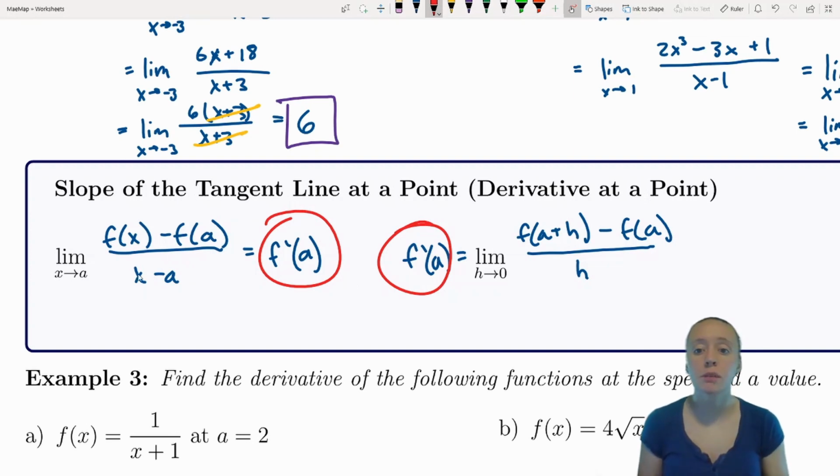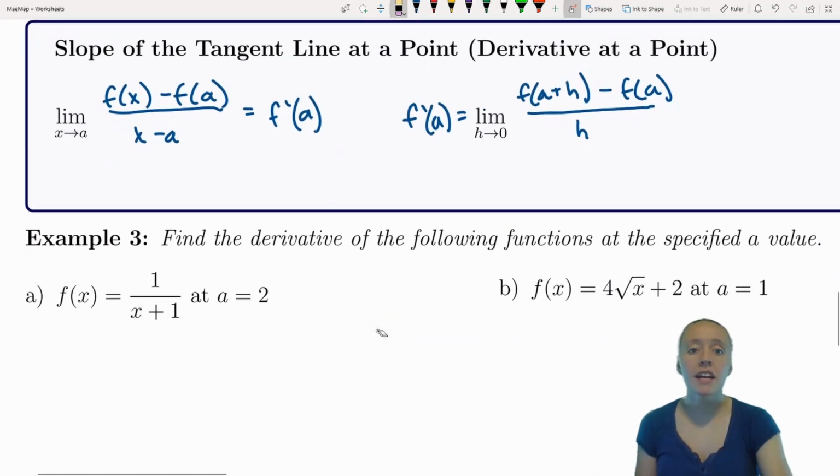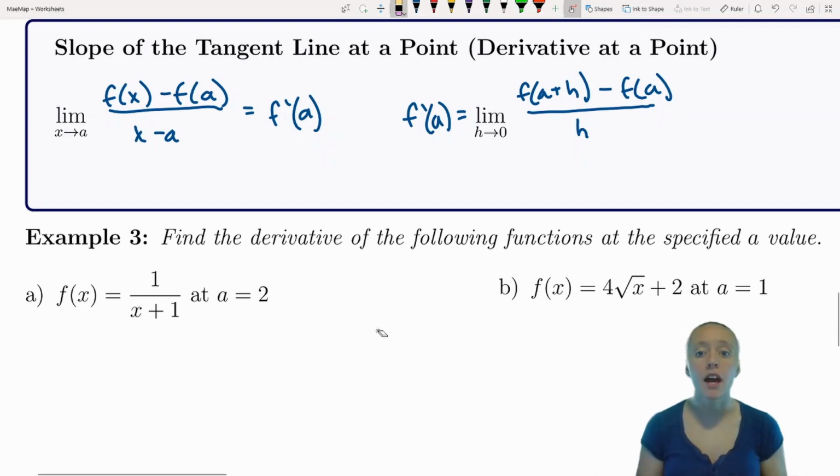So now, as opposed to having to cancel out a factor in the denominator, all I have to cancel out is this single h term. So sometimes it's more advantageous to use this formula than the other, but as long as you practice and are comfortable using either, you'll be able to find that slope of the tangent line. So let's go ahead and practice with this new formula, and we're going to find the derivative of the following functions at the specified a value.